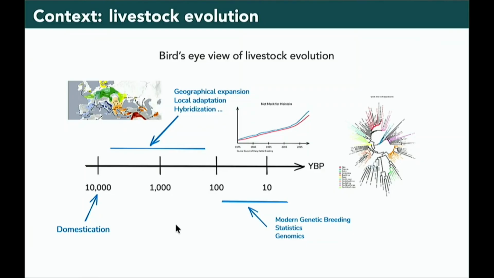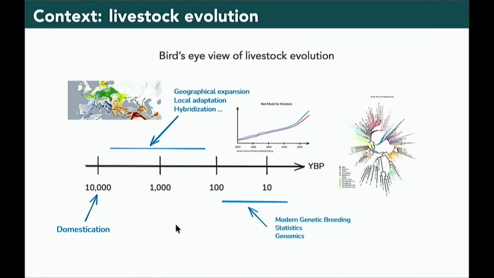You can maybe see this trend of net merit for the Holstein cattle population. There's quite a steep increase in the genetic merit around 2010, and that's when they started using genomics for selection. Something that's not shown here is that inbreeding has also increased quite a lot. So there's also a loss of genetic diversity that accompanies this gain in genetic progress.